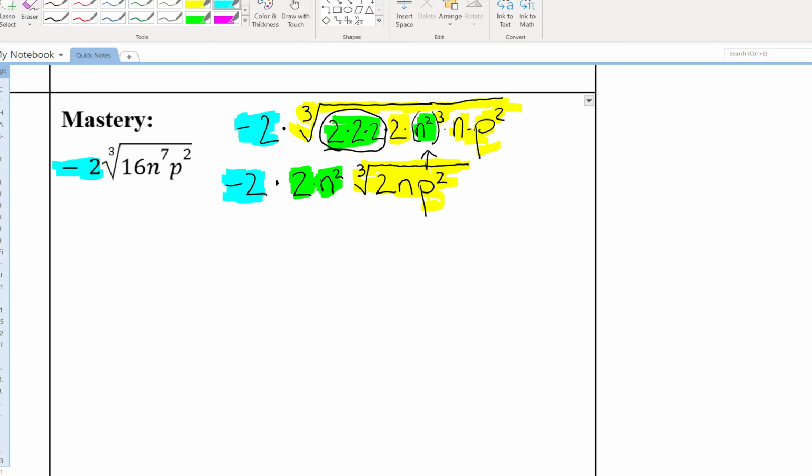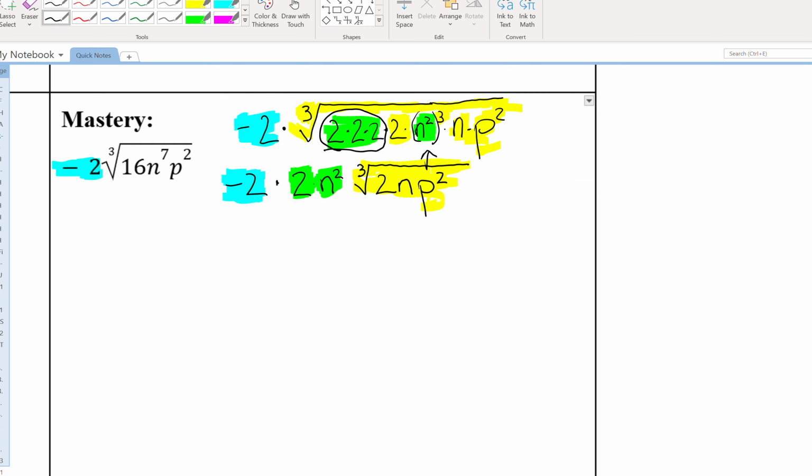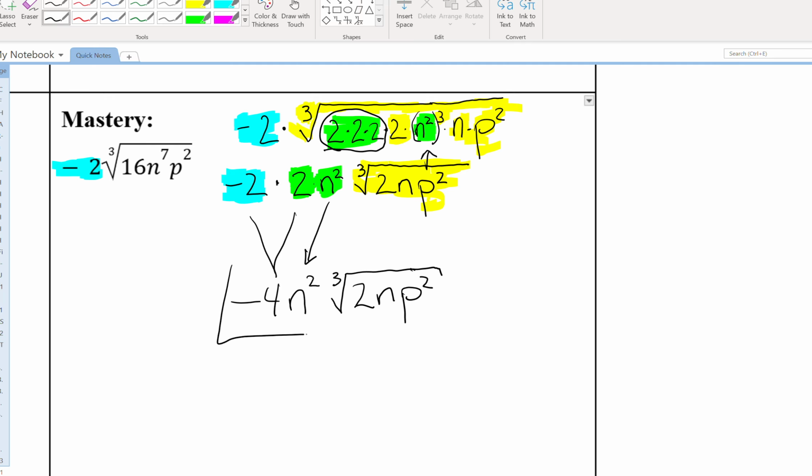So now we've got this a little bit simplified. Now we just need to multiply everything together and it will be completely simplified. So we have negative 2 times 2 is negative 4 n squared times the cube root of 2 n p squared. And that's the answer. Keep working hard. You got this.